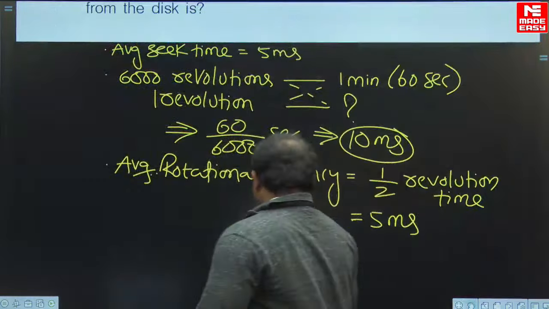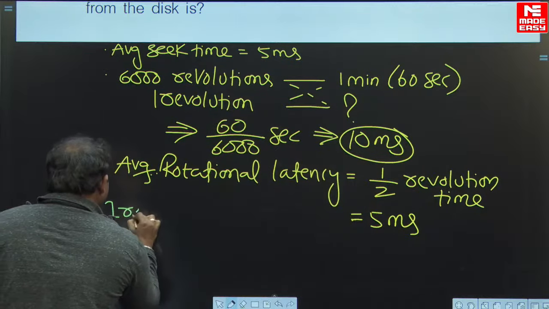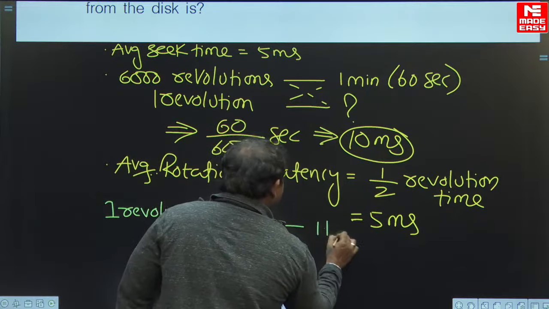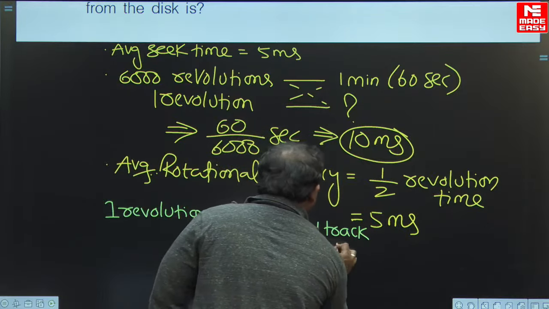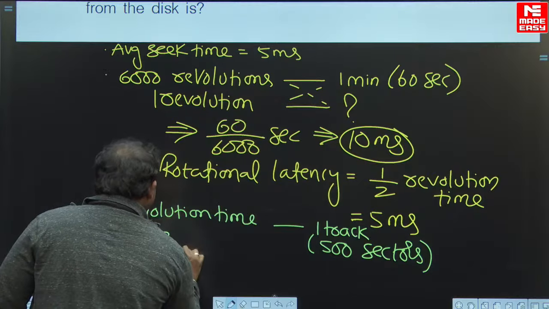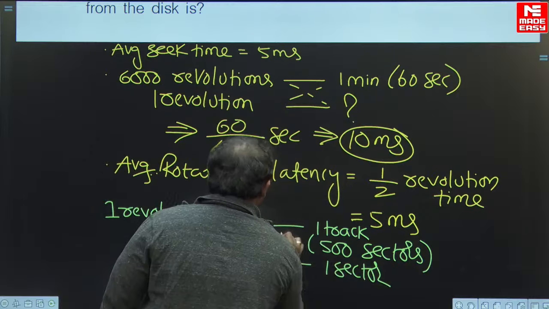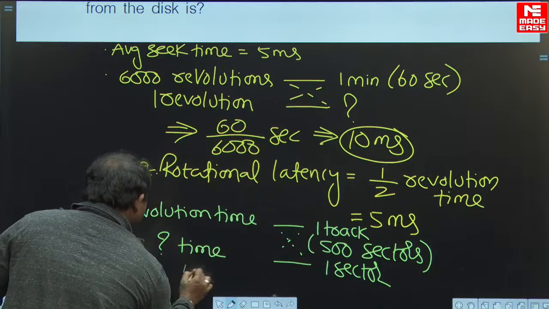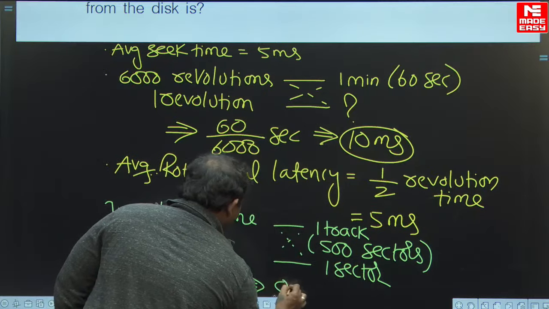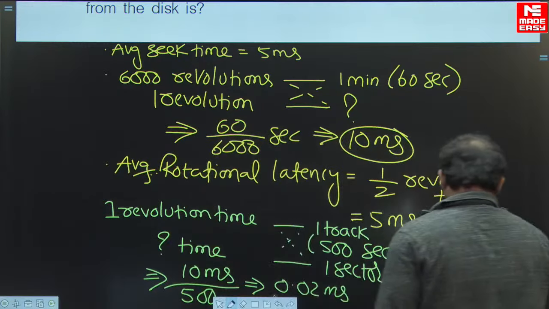Right. So when the disk is rotated once, one revolution time is required to cover one track. In one track we have 500 sectors given there. Then how much time is needed to access one sector? First let us calculate one sector's accessing time. This is equal to 10 milliseconds upon 500, that is 0.02 milliseconds. Is it clear? All right, this is a calculated value.